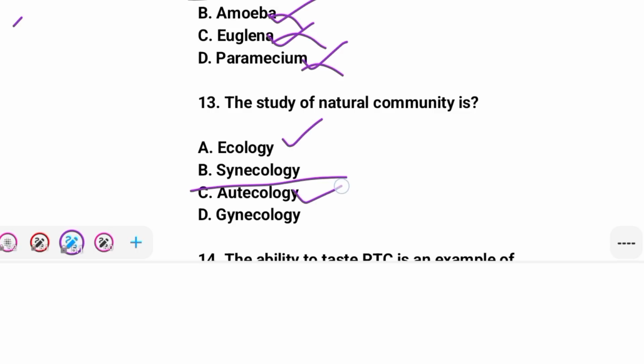Whereas autecology is the study of a single species, like a single animal, like maybe a lion and its environment. Okay. While gynecology is the study of the female reproductive system. So this one is not even among them. So the answer is synecology, which is the study of large groups of organisms or communities. You want to know how they interact with each other and the environment. So the answer is option B.